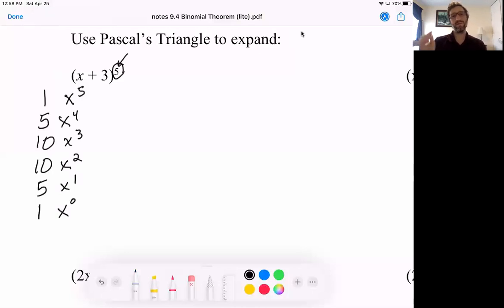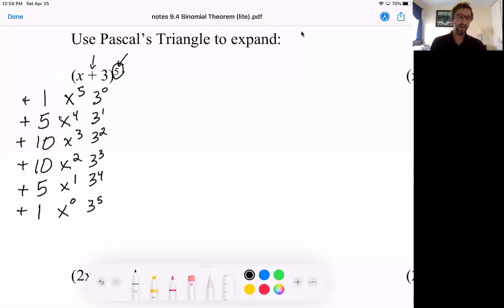And then lastly, I'm going to take that 3, the second term, and I'm going to start at the smallest exponent it could be, which is 0, and then go uphill. So I have 3 to the 0, 3 to the 1st, 3 to the 2nd, 3 to the 3rd, 3 to the 4th, 3 to the 5th. And since our term is a plus, each of these terms are going to be positive. And now I'm going to simplify a little bit, and then I'll write all the terms. I'm going to change the color here.